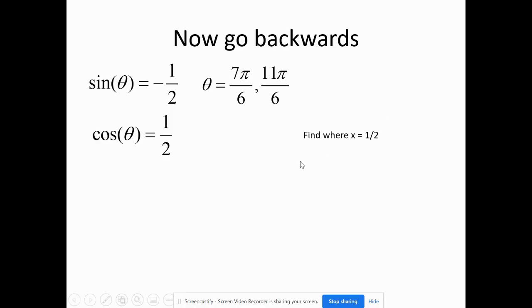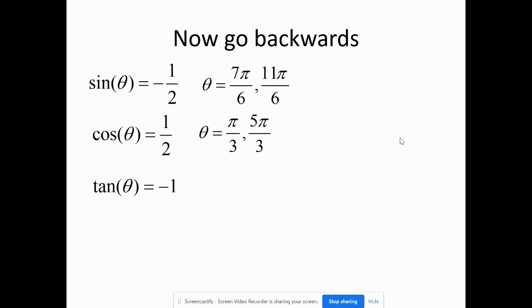So cosine theta equals 1/2. Cosine is the x value. Find every theta where x is 1/2 and write those thetas down. So an x of 1/2, hopefully you saw them at pi over 3 and 5 pi over 3.